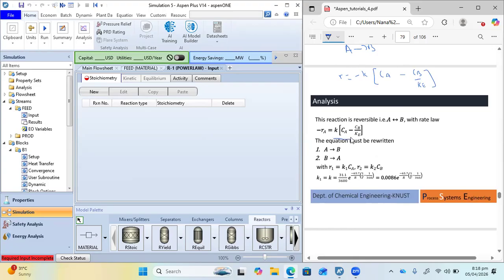So Kca would be the forward reaction. So we can say that for the forward reaction, we'll label it as Rf. So that will be equal to Kca. And then we'll have minus Rb to be equal to K over Ke Cb.